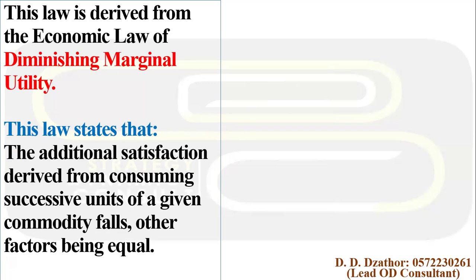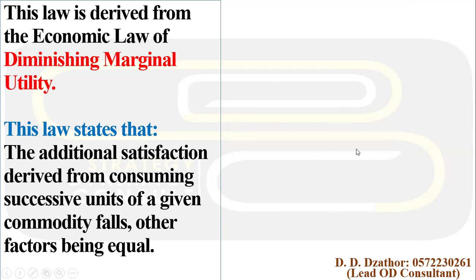What this simply means is that if someone uses a given service or product for the very first time, the level of satisfaction that the person derives from that becomes very high. But then if the person uses the same product or service over and over again, the level of satisfaction, the excitement that the person gets, falls. That's what we call the law of diminishing marginal utility.